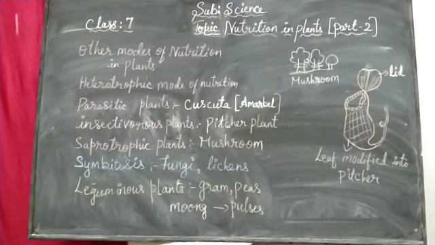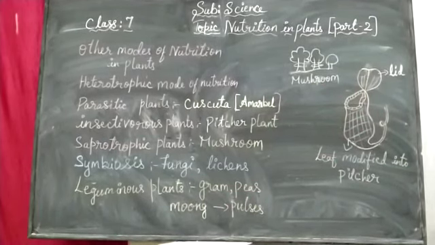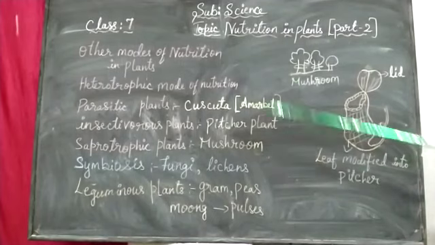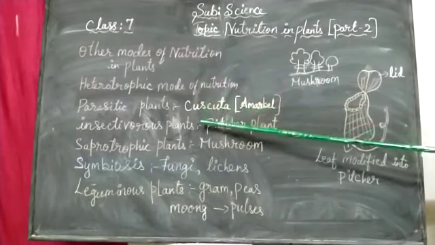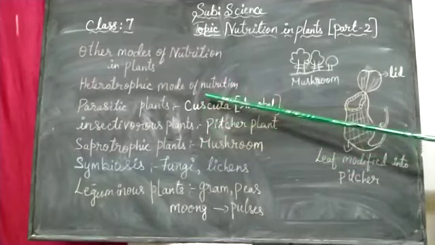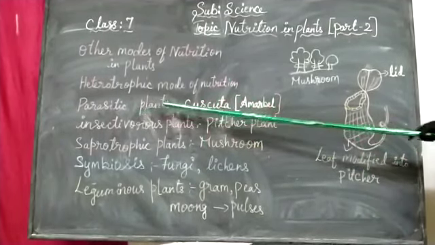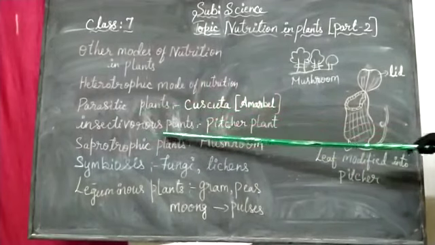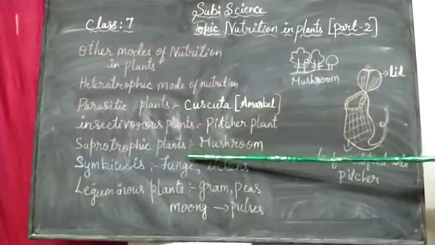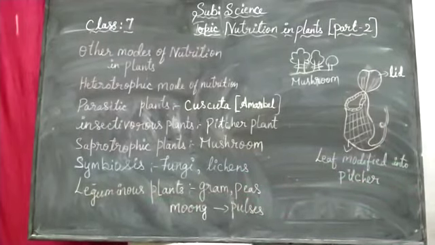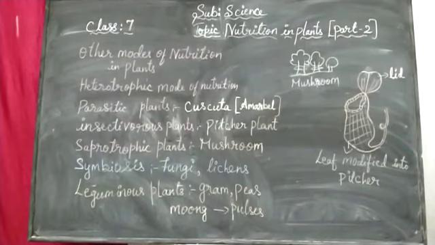All the animals and human beings are heterotrophs. In autotrophs, only the green plants prepare their own food. The remaining have different modes of nutrition. What are the different modes of nutrition here? Those are parasitic plants, insectivorous plants, saprophytic plants and leguminous plants. This completes the chapter of nutrition in plants.